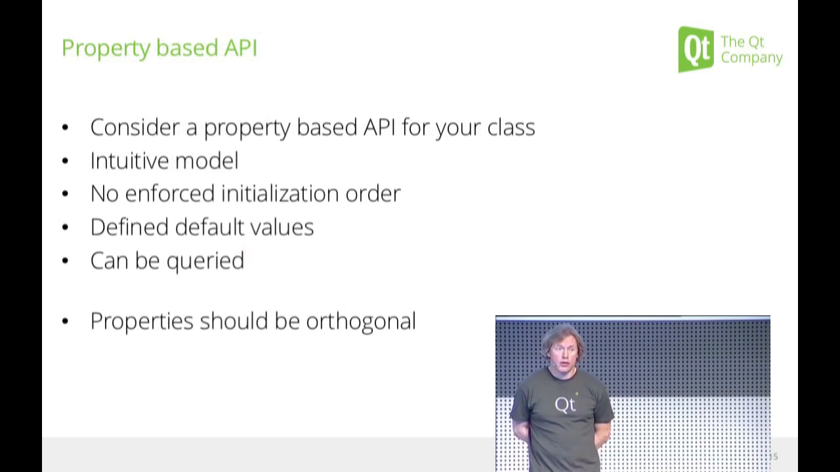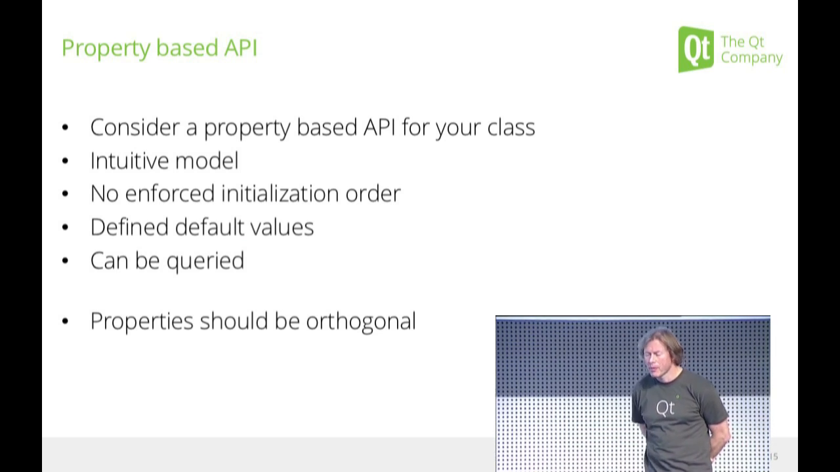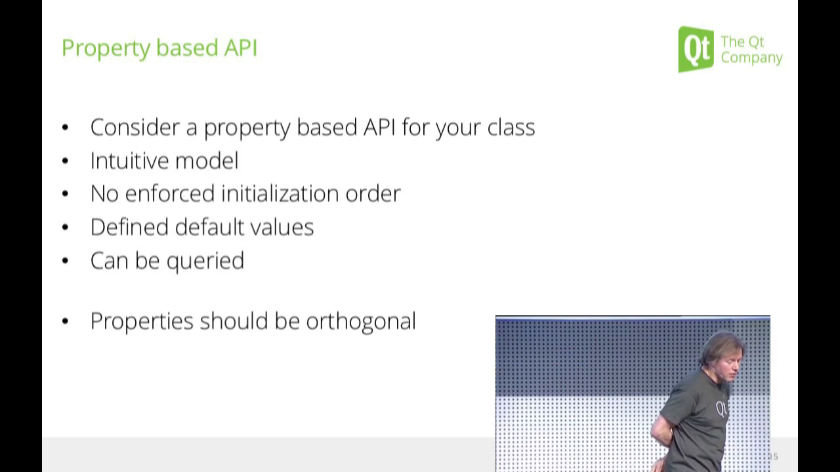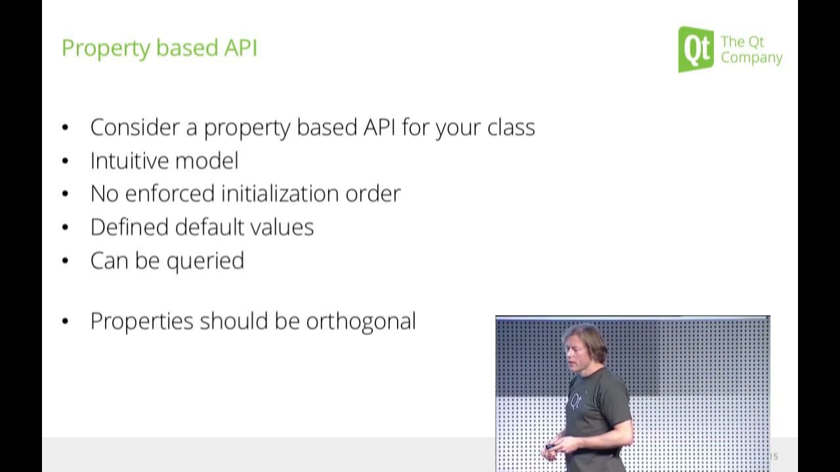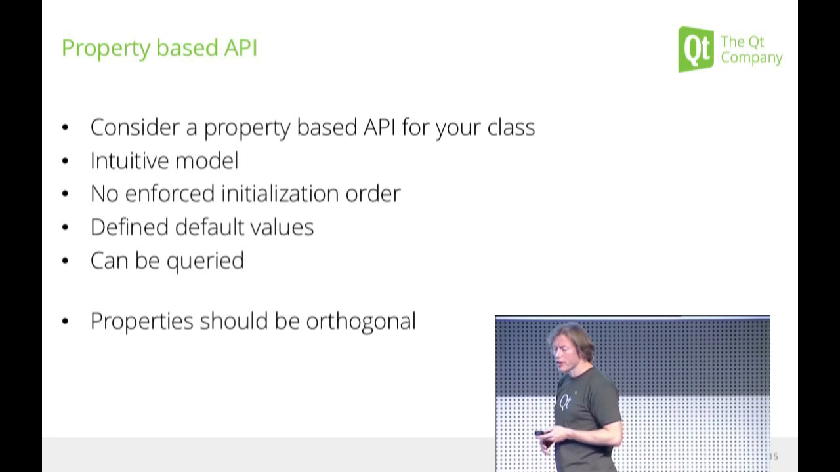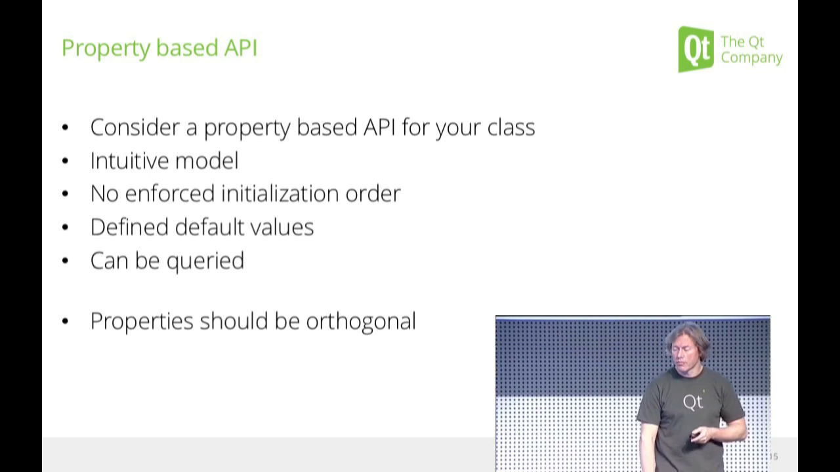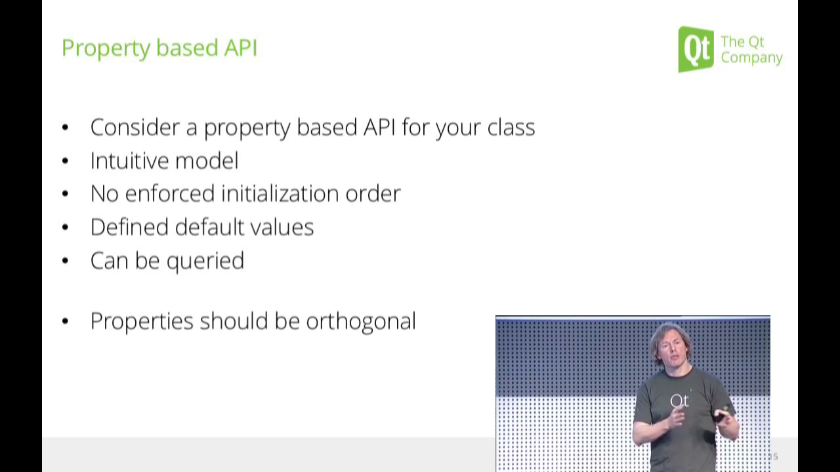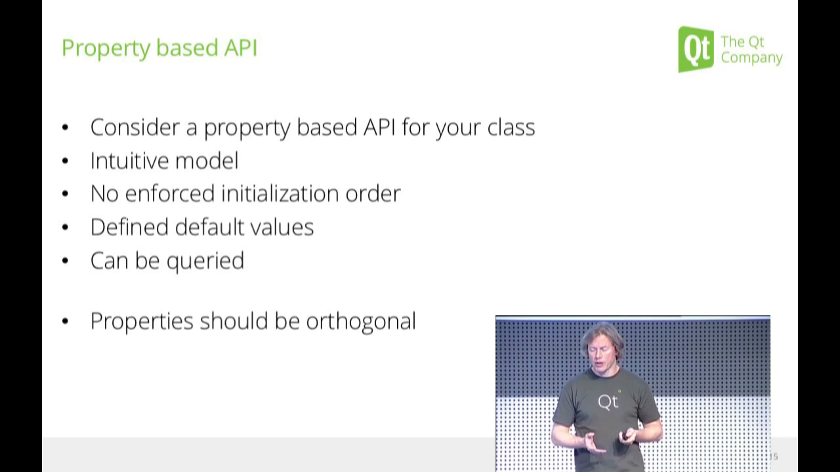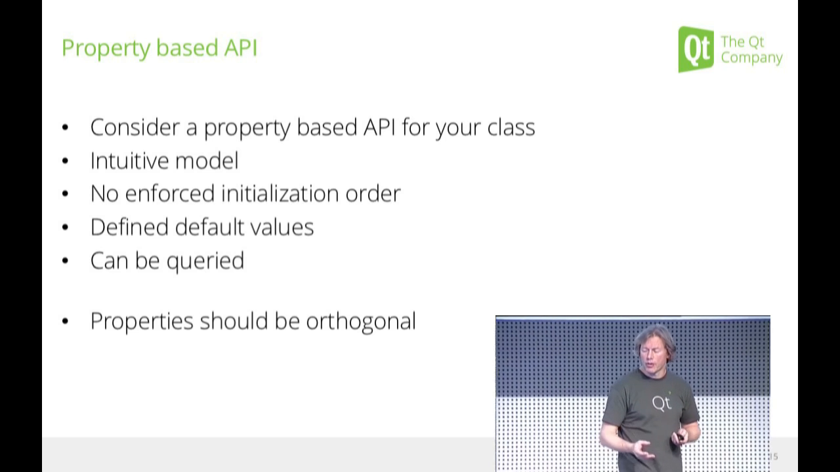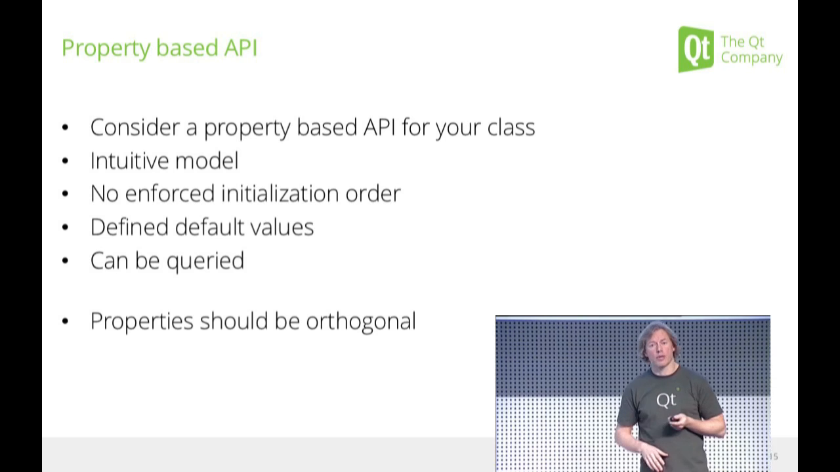What we've been doing a lot with Qt is moving over to a property-based API, because it's a very intuitive model for people to understand. I set certain properties on my object, and then it behaves in a certain way. It comes with its own share of challenges on the implementation side, because the initialization order is not enforced. So you set the properties, and it usually requires you to do a little bit of caching and then lazy initialization to make this work. But you do have well-defined default values. With that, you can query them all, and all of these are orthogonal to each other, making it easy to understand again what's happening.